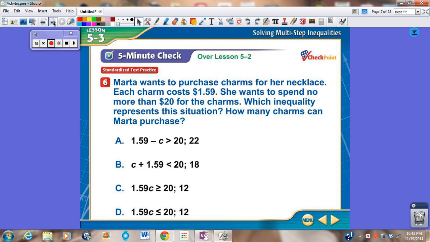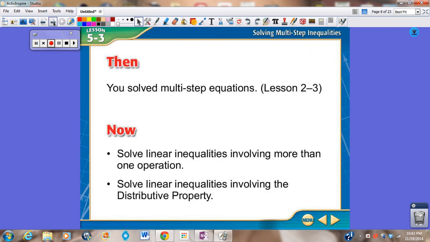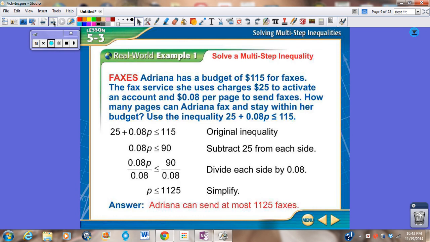Okay? So, what we've done in a previous lesson is solve multi-step equations. Now we're going to solve linear inequalities involving more than one operation, and we're also going to solve them involving distributive properties. So this still builds on things that you already know, so hopefully these won't seem so bad. Okay, so moving on to the next one.